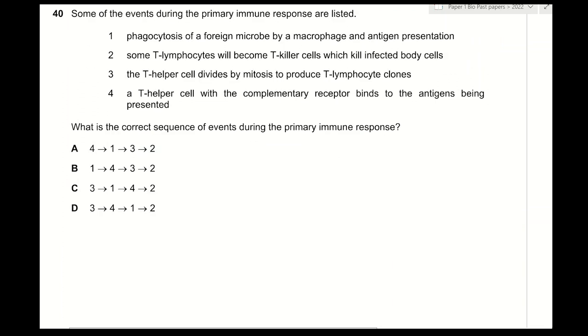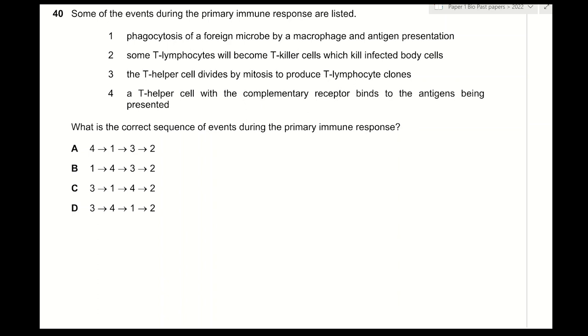Question number 40. Some of the events during the primary immune response are listed. What is the correct sequence of events during the primary immune response? Now, let's see the suggestions that we have here. We are definitely going to start with 1. Because 1, here it says the phagocytosis of a foreign microbe by a macrophage and antigen presentation. So, an antigen stimulates a macrophage to engulf it by phagocytosis.